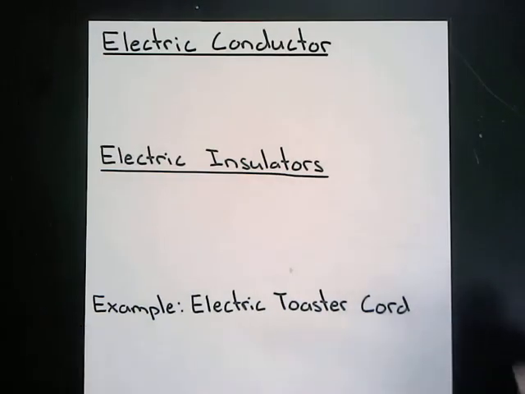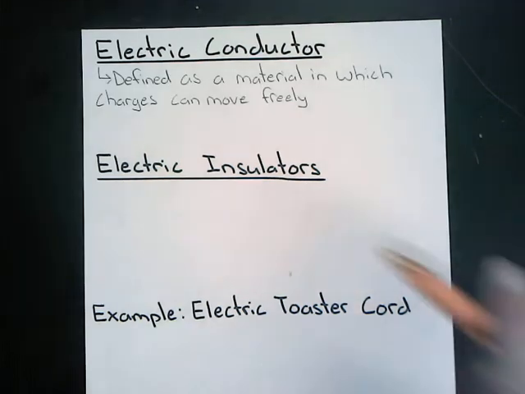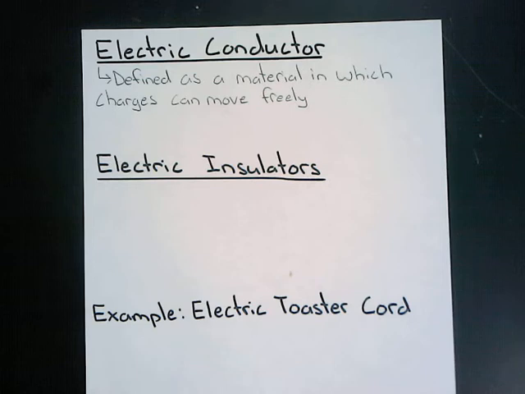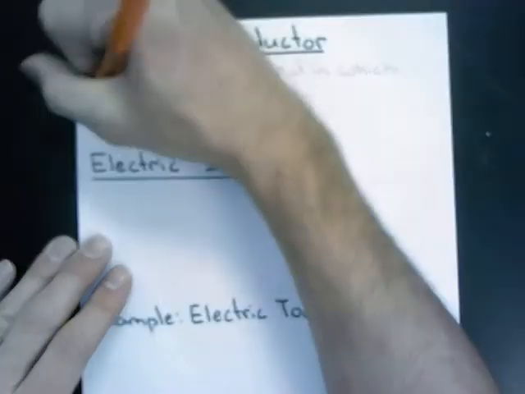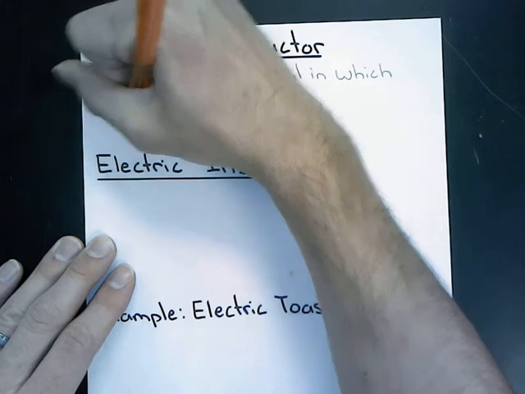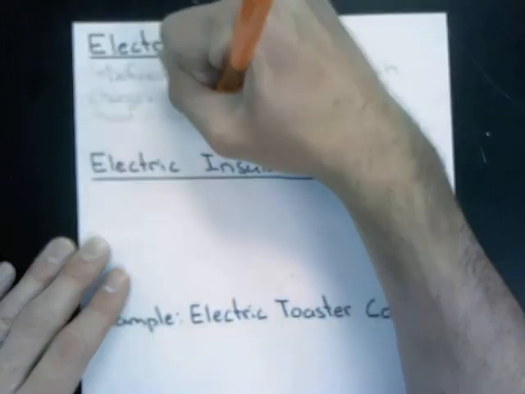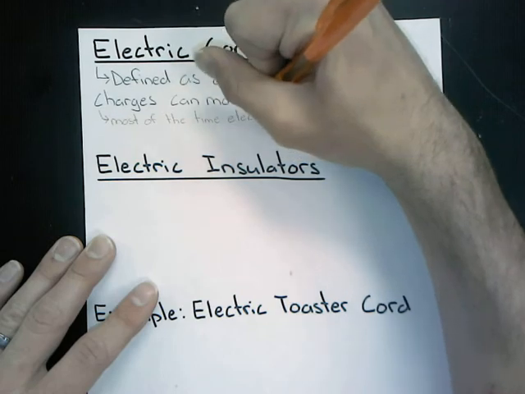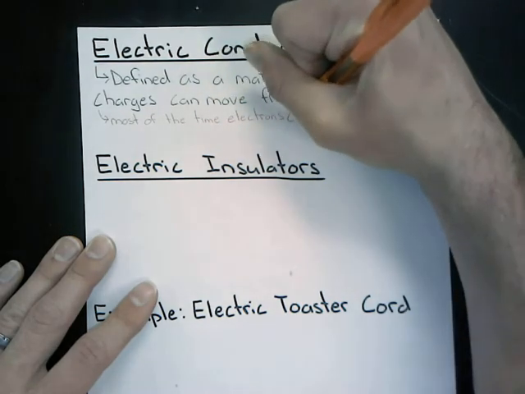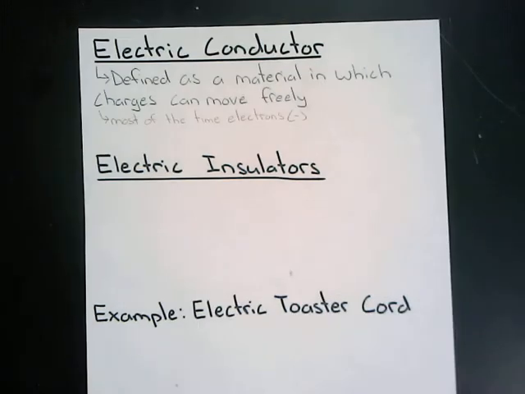So our first definition here that we need to go over is an electric conductor. And this is defined as a material in which charges can move freely. Now, I want to add a little something to this. I say charges can move freely in these conductors, but most of the time we're talking about the movement of electrons. And remember, electrons are going to have that negative charge, okay? Now, an example of this would be copper in power cords.